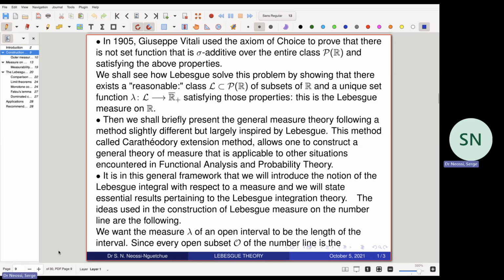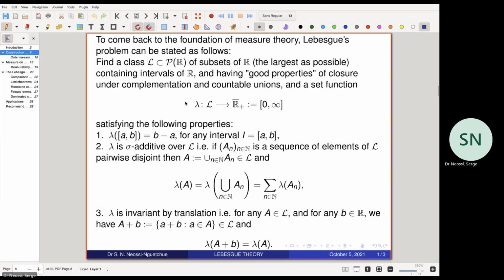Okay, so we shall see how Lebesgue solved this problem by showing that there exists a reasonable class, calligraphic L, a subset of the power set of R, and a unique set function lambda defined from calligraphic L into R plus bar, satisfying those properties. This is what we call the Lebesgue measure on R. The measure on R is exactly such a lambda that satisfies these three axioms or properties.